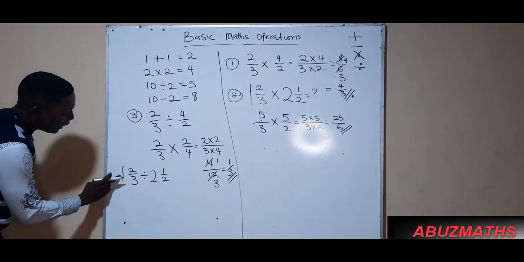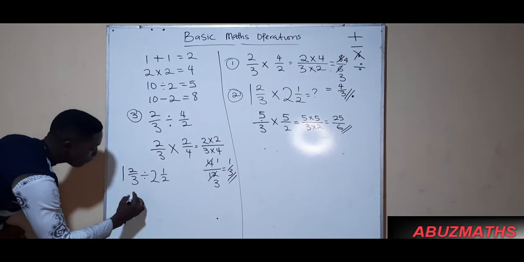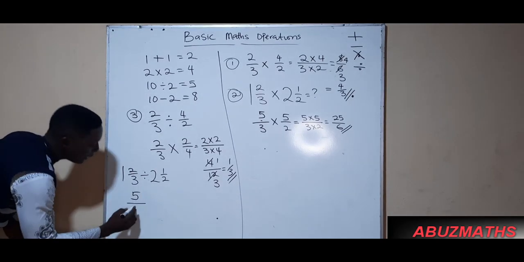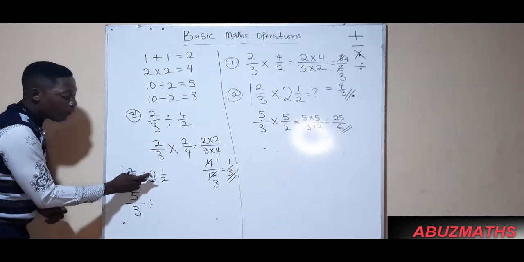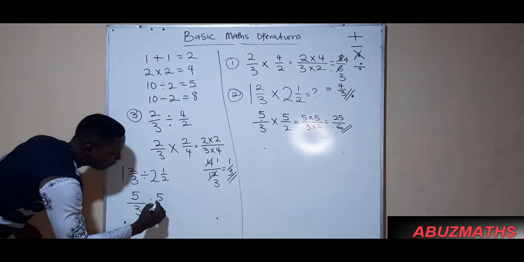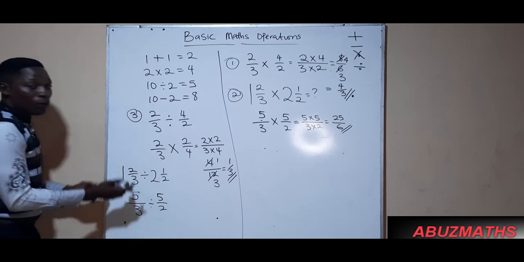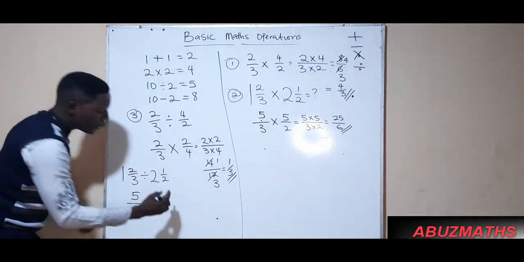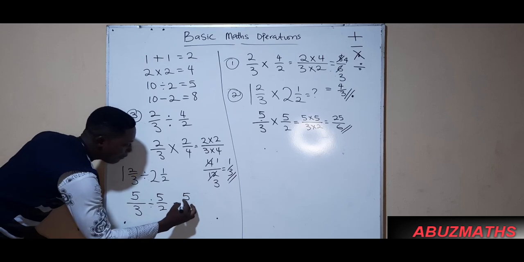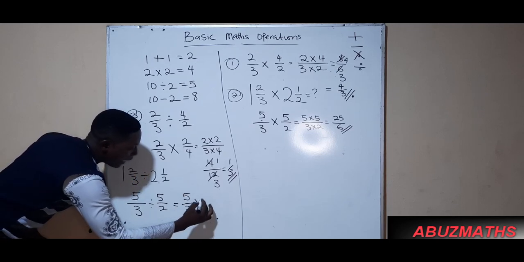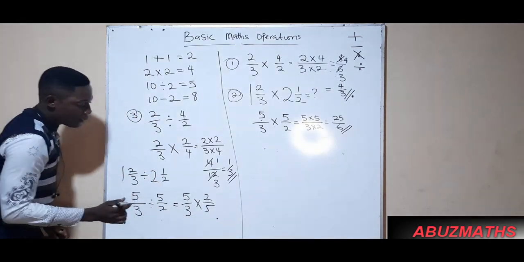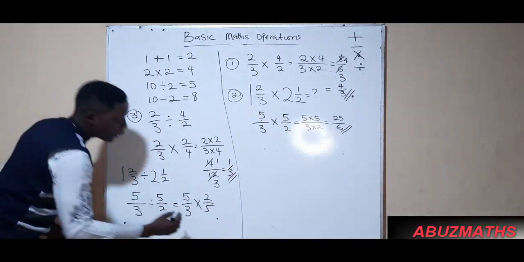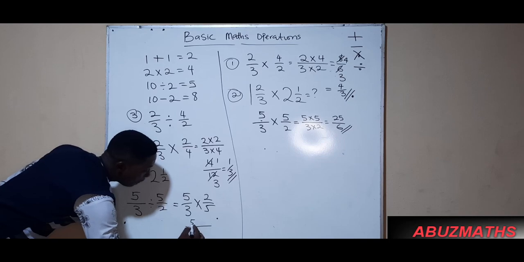Now, 3 multiplied by 1 is 3 plus 2. That's giving 5 over 3 divided by 2 multiplied by 2 is 4 plus 1 is 5 over 2. Now I change the division sign to multiplication. So this gives me 5 over 3 multiplied by 2 over 5, the inverse of this.